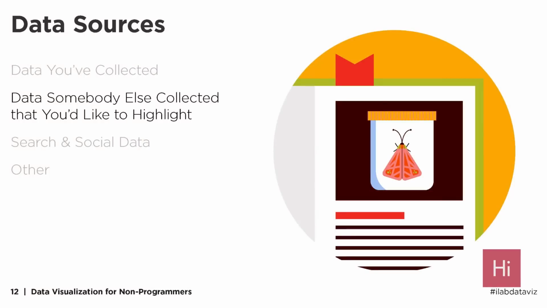The next type is data that somebody else has collected that you'd like to highlight. So this is something very common at our agency. A lot of our partners will come to us and, especially in marketing efforts, will want to put together something, an infographic, for instance, based on data from someone else. So a great example is a partner of ours.